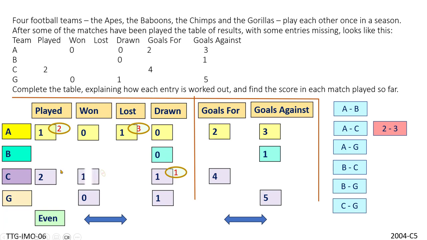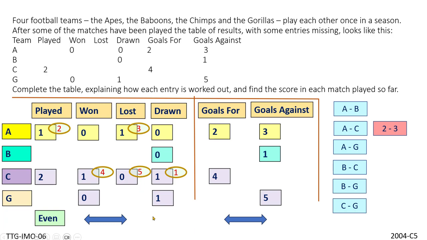So C won the game. C won the game against A with the fourth move, and the score was 2-3. Okay. Now, by the way, because C has played two games, won one, and drawn one, the number of games lost would have been zero. So that's the next move. Okay, that's the fifth step.